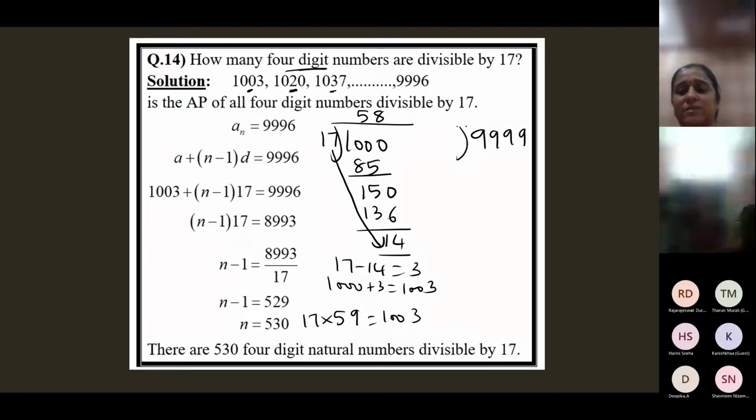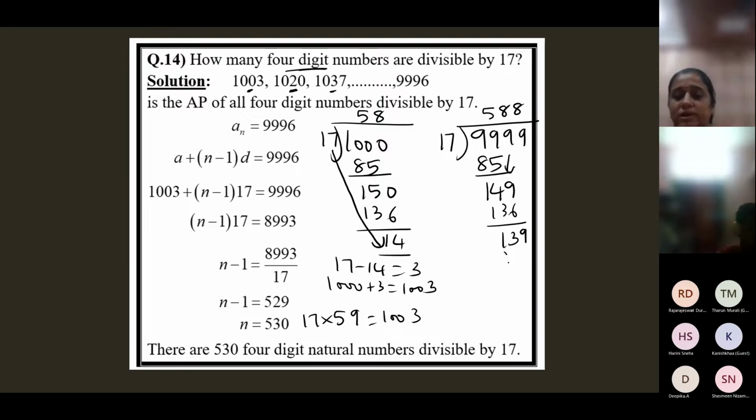Now to find the last number, again divide 9999 by 17. 17 5s are 85. 14, 9 comes down. 8s are 136 and 13 is the remainder. 9 comes down. Again 8s are 136. 3 is the remainder.